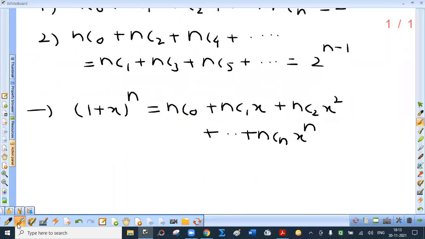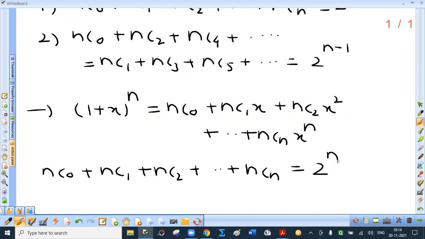See what happens. If you put x equal to 1, then I will write the right hand side first. NC0 plus NC1 into x, that is just NC1, plus NC2 into 1 square up to NCn, which is nothing but, now on the LHS, 1 plus 1, 2. So 2 raised to n. Okay. So the sum of all binomial coefficients of order n is 2 raised to n.